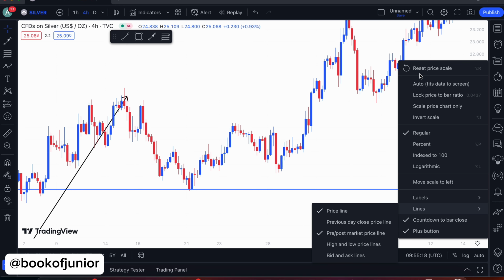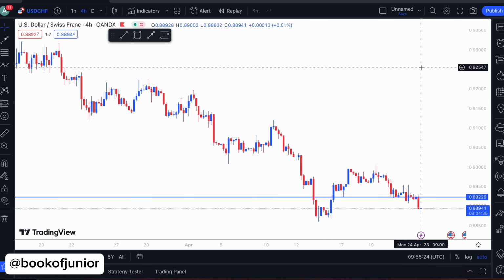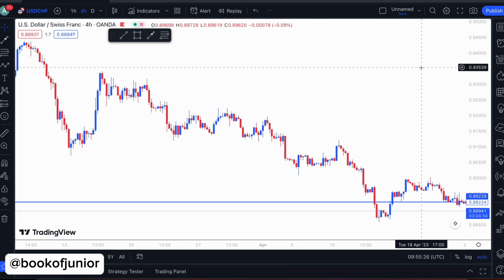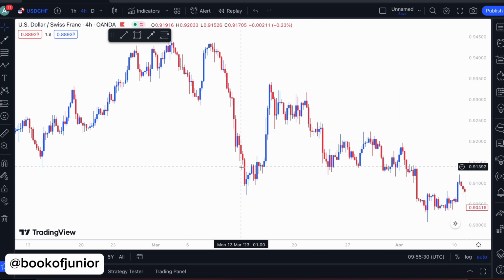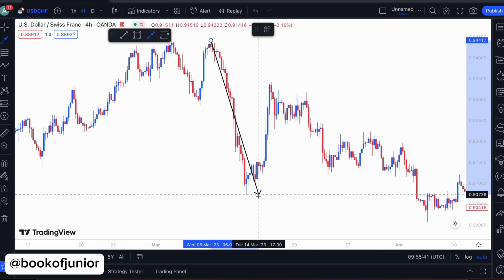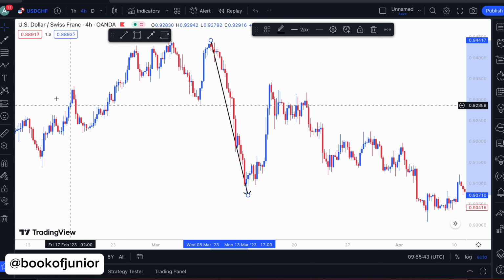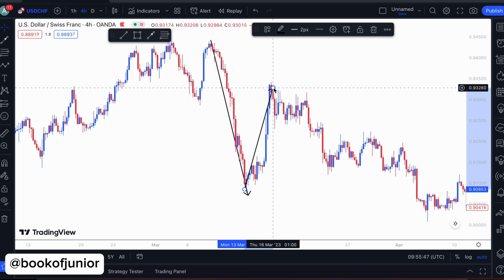So now let's try it out on a downtrend market. This is our USD CHF. So this is the market that we started with. When you're applying it on your downtrend market, you apply the Fibonacci from the swing high to the swing low. So let's apply it. The first impulsive move we have is this one, from here down to here. Then this is our retracement from here to here.